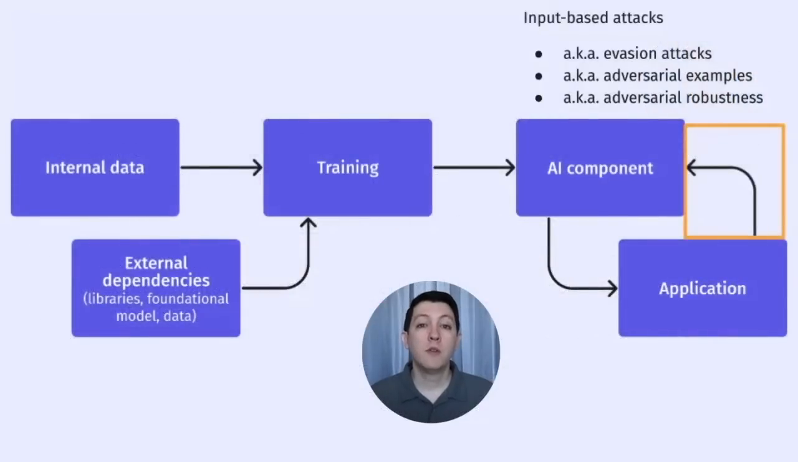The next part of the threat model are input-based attacks. You'll also hear these called evasion attacks, adversarial examples, or the concept of adversarial robustness. This is probably what most of us think about when we picture an attacker interacting with the AI component directly. They're probably doing it through the application. They're trying to inject something into the AI component to cause it to misbehave.